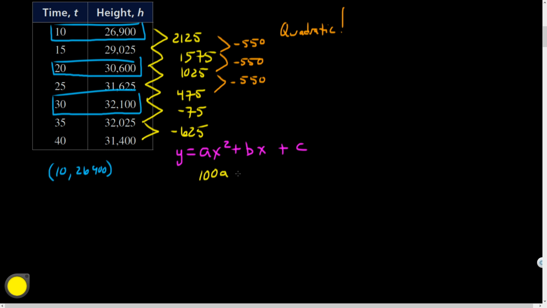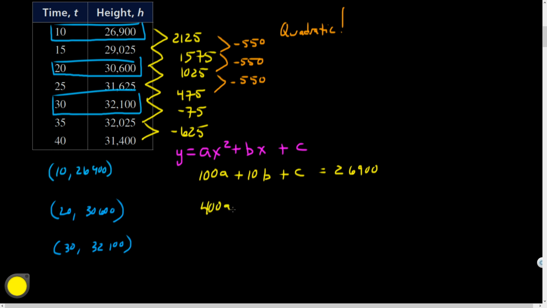Sorry, 100A plus 10B plus C is equal to 26,900. And so that's one set of equations written in terms of the A, B, and C that I'm trying to solve. And now I'll do the other points. So 20 and 30,600. And then I'll do the other equation, 30 and 32,100. And so if I do those, 20 squared is 400 times A.